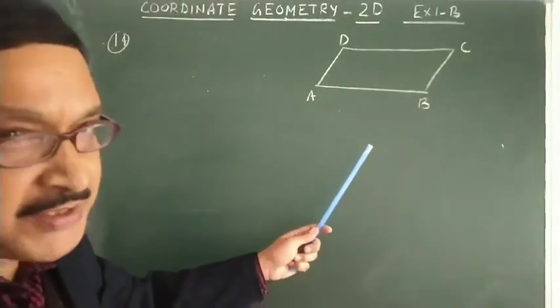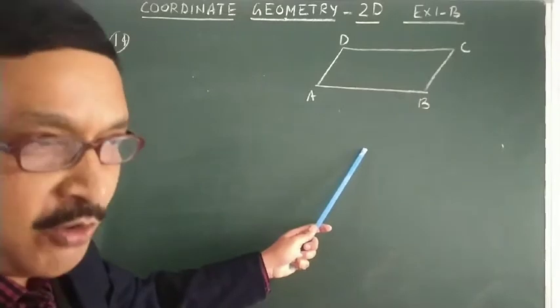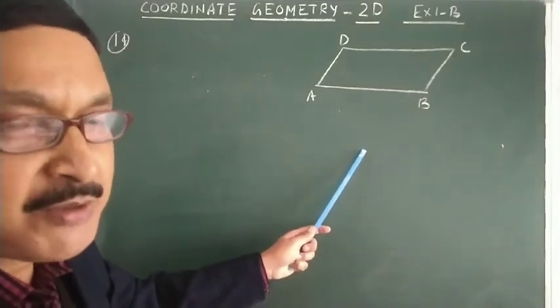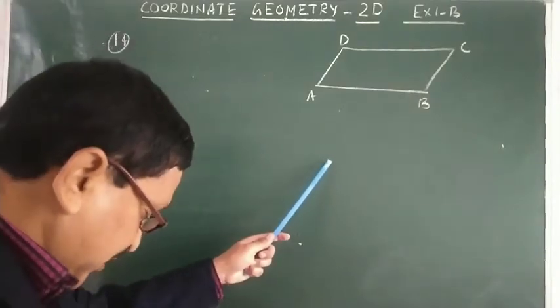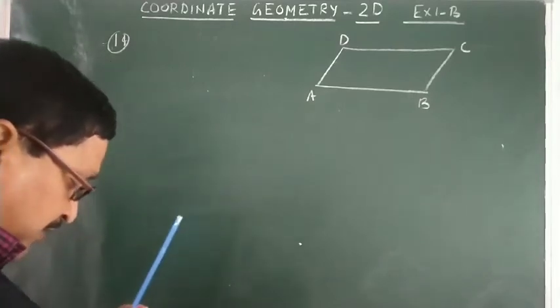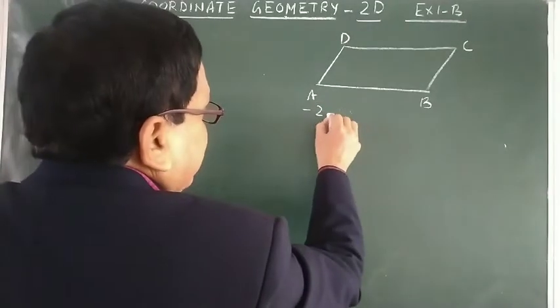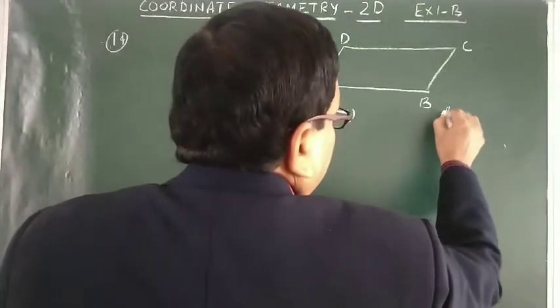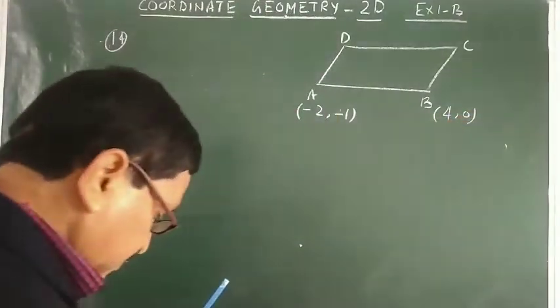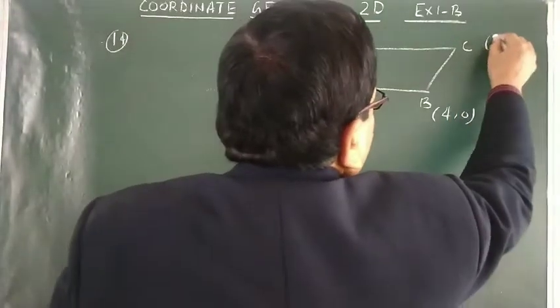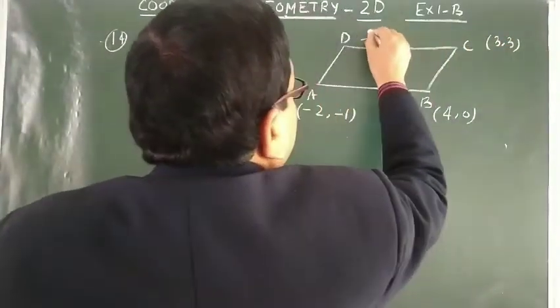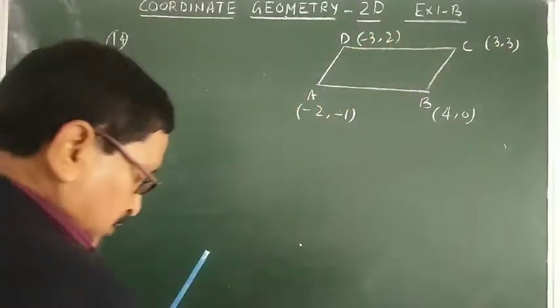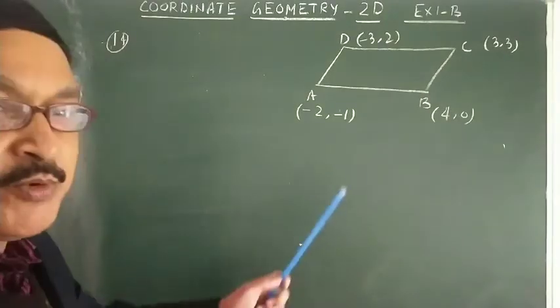You cannot say which type of shape this is. Obviously this is a quadrilateral, but what is the special name of the quadrilateral? The points are A(-2, -1), B(4, 0), C(3, 3), and D(-3, 2). These 4 points are given.